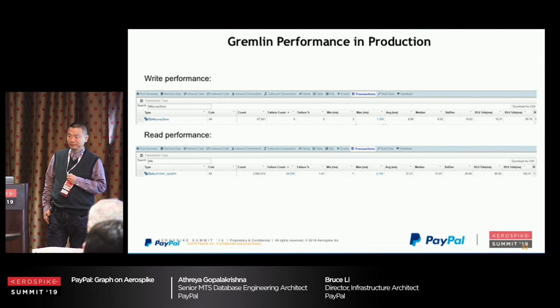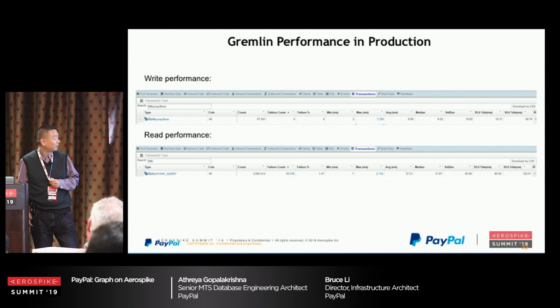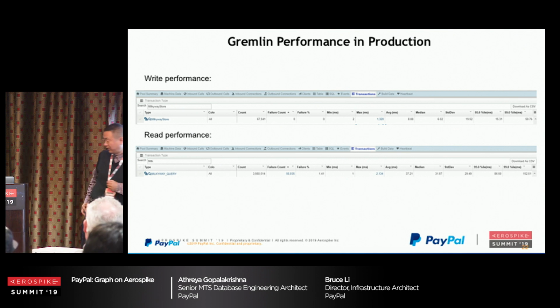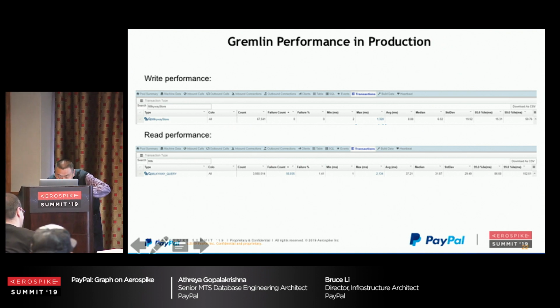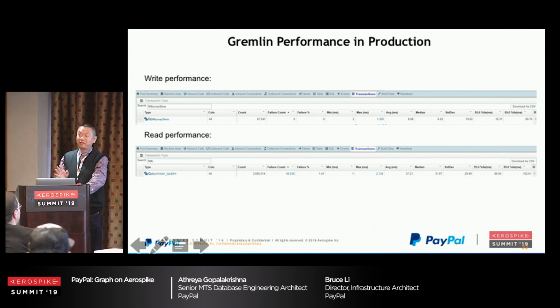So for not 99%, what's your average? Average for a query, let me see. 40 milliseconds, within 40 milliseconds.